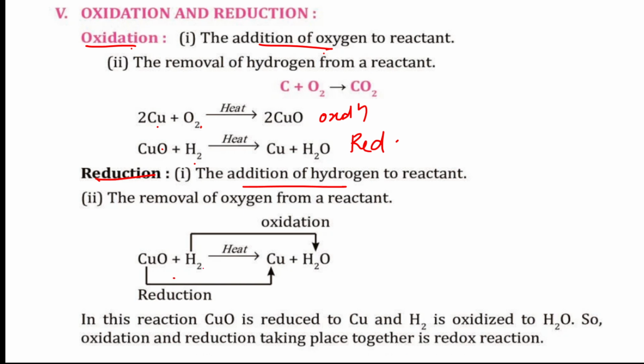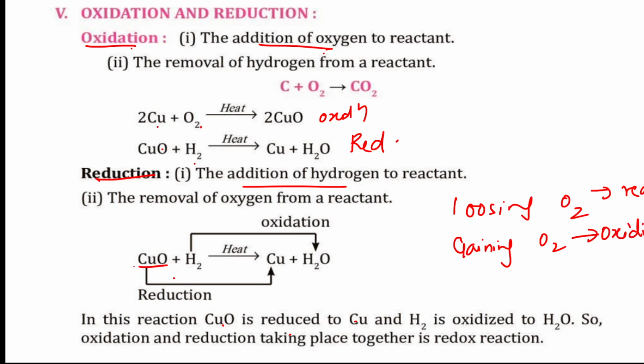Careful, see here, copper oxide is reduced to copper. The one which is losing oxygen. Once again, I'm telling students, the one which is losing oxygen is reduced. The one which is gaining oxygen is oxidized. Now you tell me, copper from here to here, what is happening? It is losing. So when something is losing, it is reduced. When something is gaining, it is oxidized. Done, right? Yes, that's reduction and oxidation.